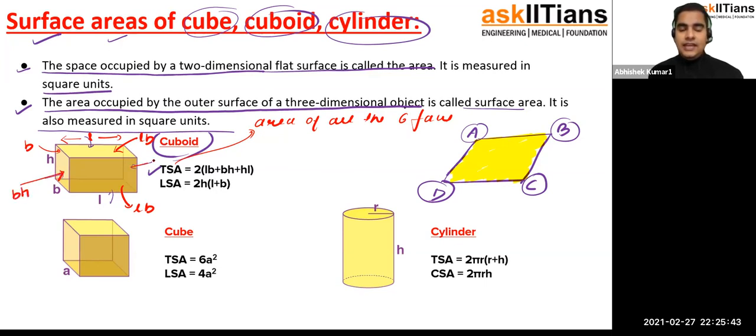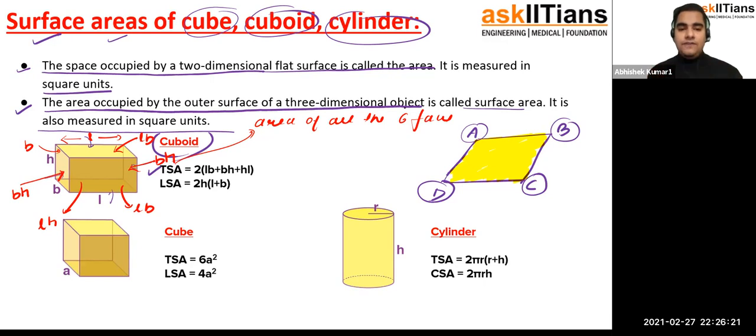If you calculate the area of the face which is opposite to it, that is also going to be B into H. And if you calculate the area of this face that you have here in front of you, that is going to be L into H. The same area will be there for the face which is directly opposite to it. So overall, you have six faces, three pairs of congruent faces. One pair has area L into B, the other pair has area B into H, and the third pair has area H into L.